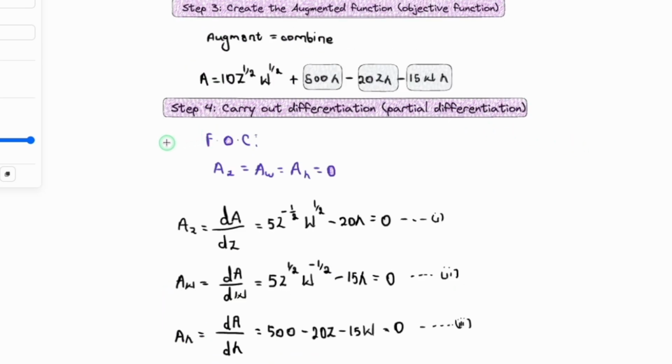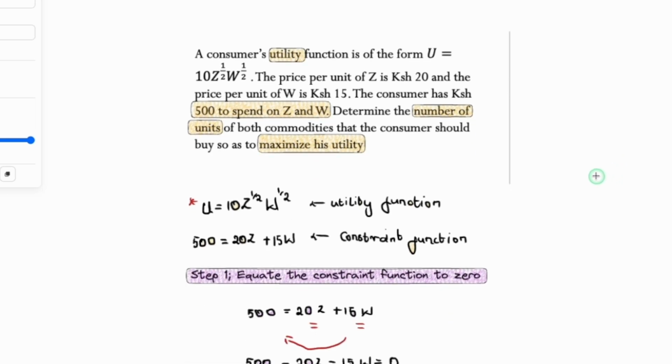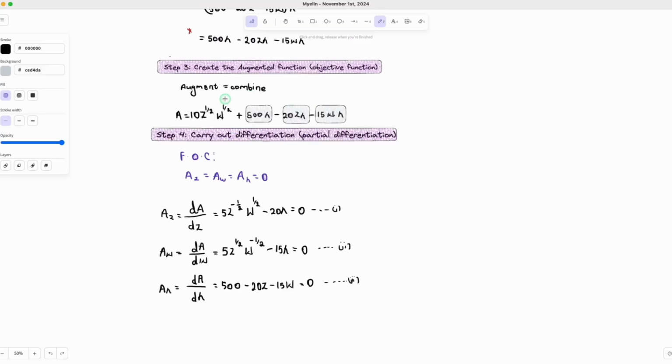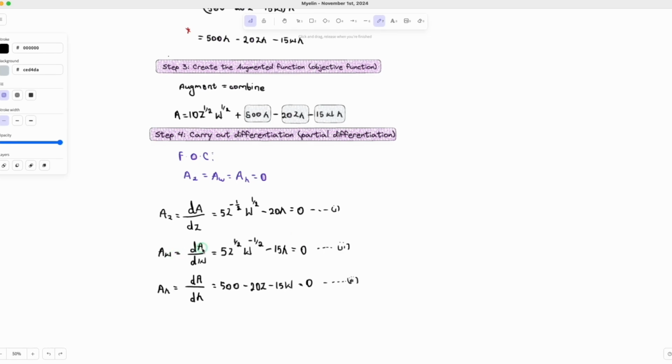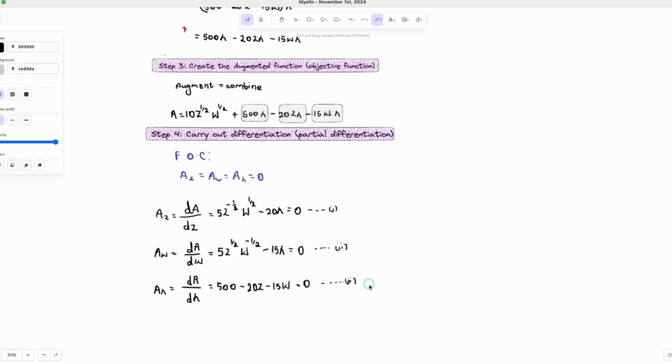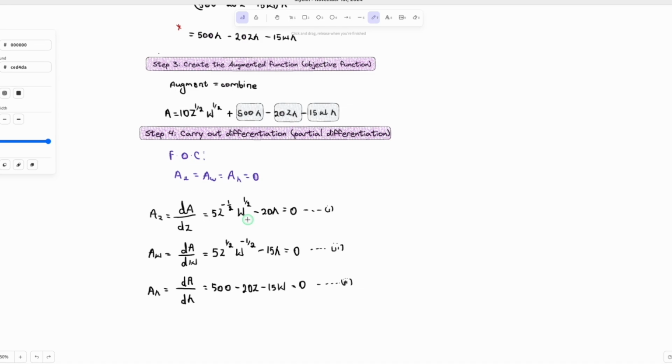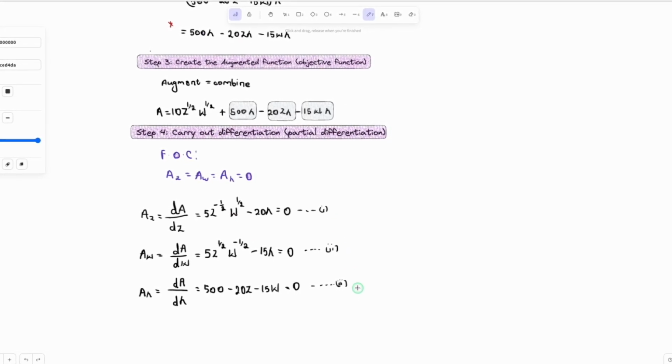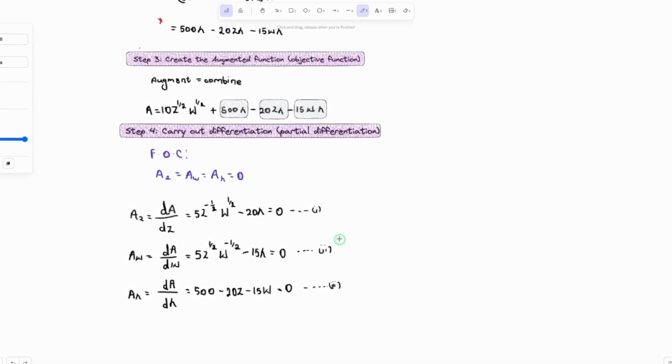So at this particular point, we have come up with 3 partially differentiated equations or partially differentiated functions that we need to solve for. Remember what the question was originally asking. Determine the number of units of both commodities that the consumer should buy so as to maximize its utility. We've done 4 steps and differentiated to come up with these 3 functions. But we need to continue to solve for z and w from these 3 equations that we just came up with. And that is what I'm going to show you next.